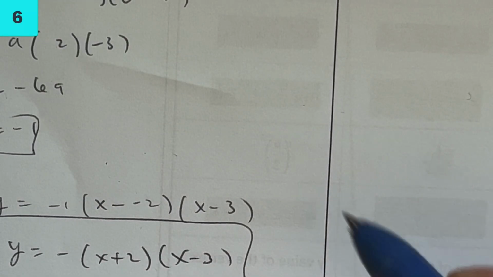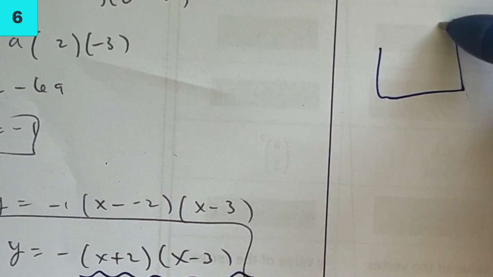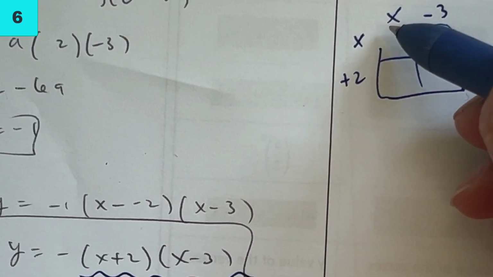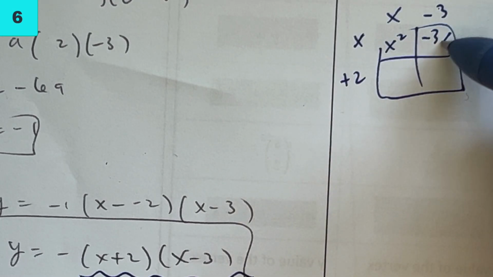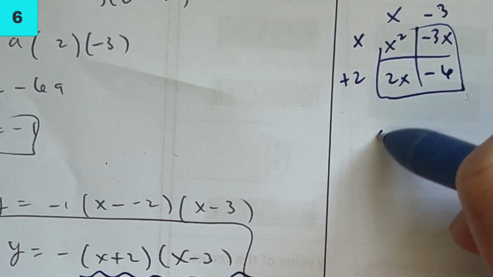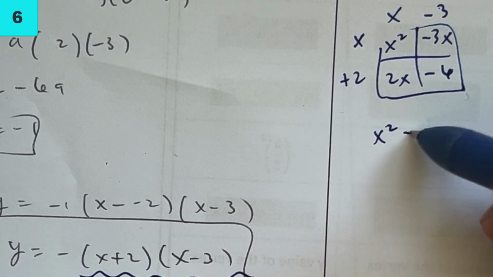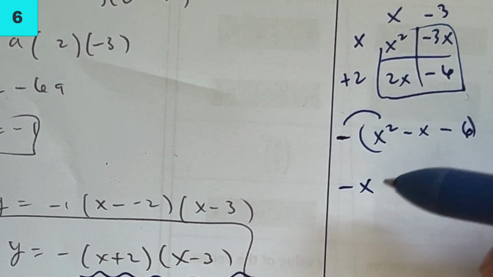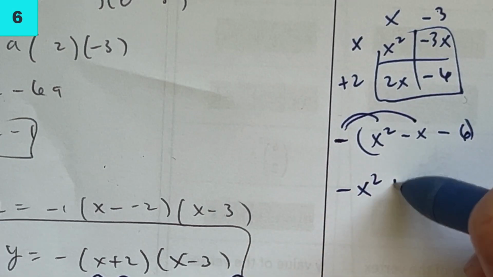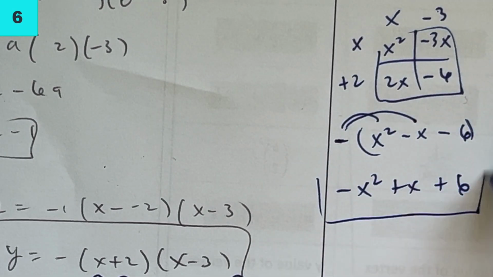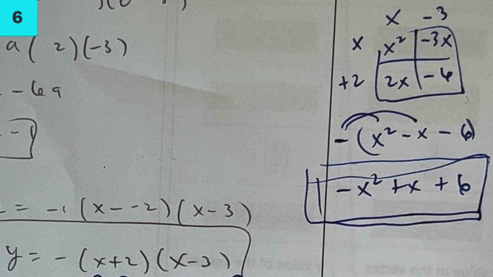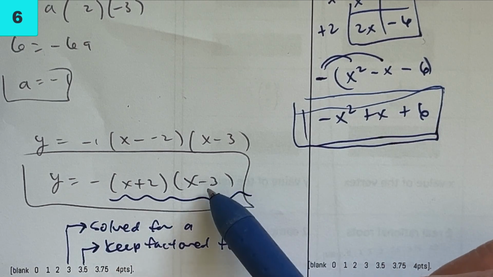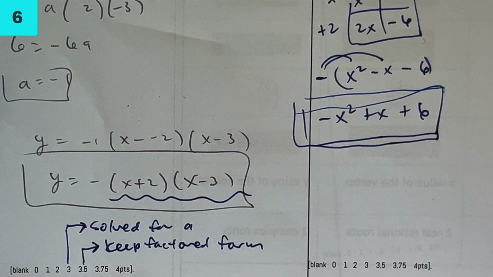To expand this out, I'm just going to multiply these two. That becomes x squared. And then I'm going to combine like terms, so that's negative x minus 6. Don't forget you have the negative, so we're going to have to distribute the negative. And that's how we get negative x squared plus x plus 6 as your answer. If you solved for the a value, you got 3 points. If you kept it in factored form here, I gave you 3.5 points.